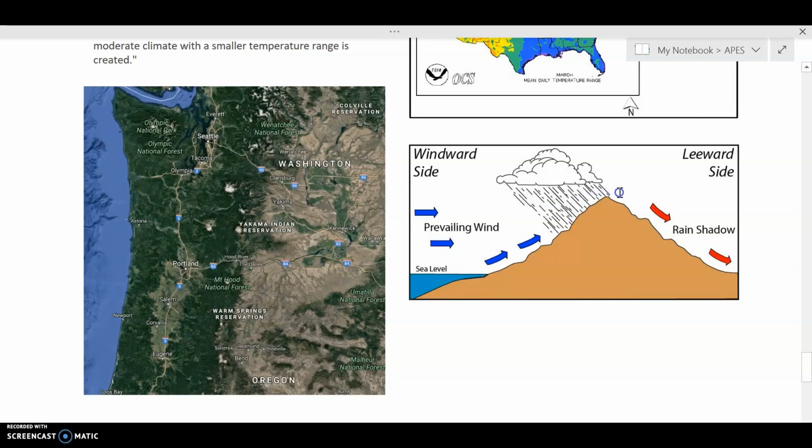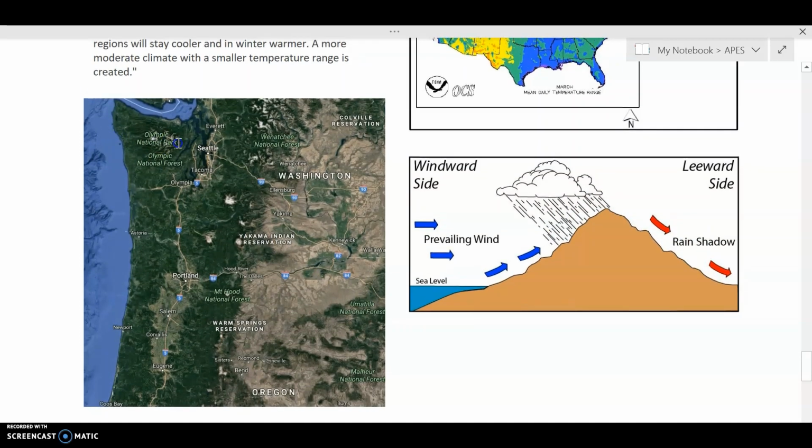And by the time it gets to the other side, all that air is going to be dry, not humid, and the wind current continues, but the air is going to be much more dry. Here's a prime example of that occurring in Washington State, right near Portland.